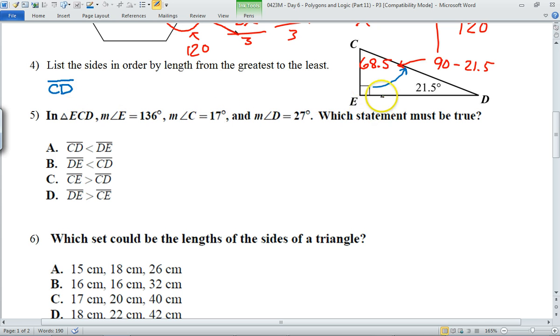So that's the biggest. What's the smallest angle? Right, the 21.5 is the smallest angle. So the smallest angle is going to be across from the smallest side. So that means CE is going to be the very smallest. I'm going to put that last. What does that leave for the middle one? That leaves ED for the middle.